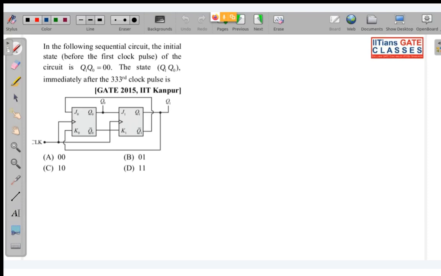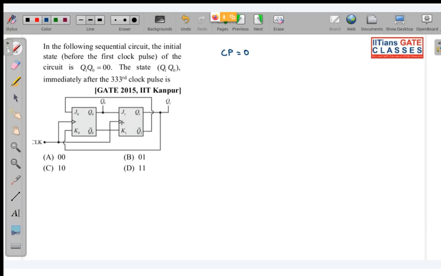Okay, so look, in the following sequential circuit, the initial state before the first clock pulse, that means at the 0th clock pulse, the state is 0, 0. The state Q1, Q0 immediately after the 333rd clock pulse. So what is the state after the 333rd clock pulse? Let us try to find.